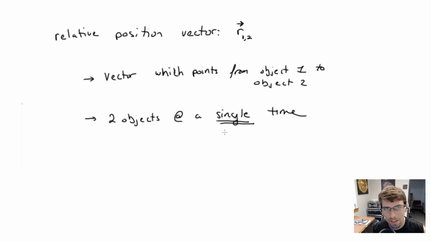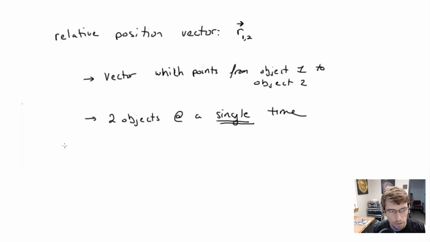Note how this is slightly different than the displacement vector. The displacement vector is one object at 2 times. The relative position vector is 2 objects at 1 time. So pause that, hack through that again: 2 objects at 1 time as compared to 1 object at 2 times. Now how do you get the relative position vector?